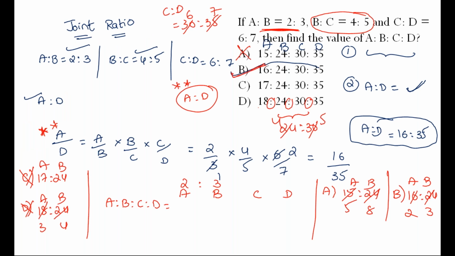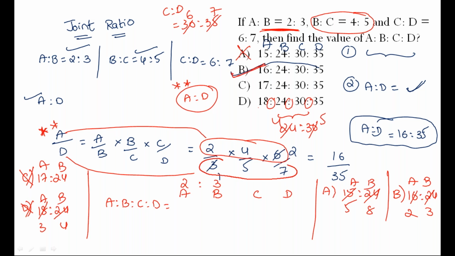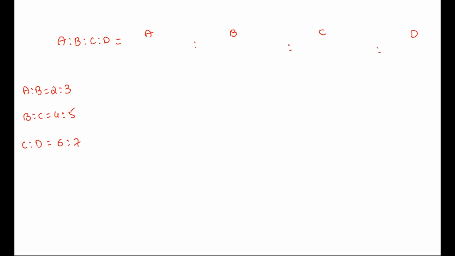Now just wait for a while. Let me go back to the previous. Friends, see this. While calculating A by D, A is nothing but 2 into 4 into 6. D is nothing but 3 into 5 into 7. Guys, listen. A is the first column multiplication. D is nothing but the last column multiplication. A is 2 into 4 into 6. D is 3 into 5 into 7.